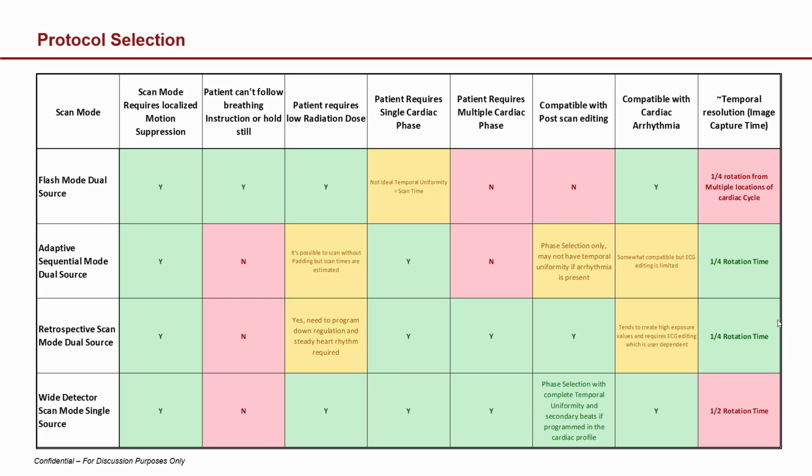We use flash mode in cardiac arrhythmia for pulmonary vein mapping pre-ablation. We use it for our PE studies. We use it for our pediatrics. It works very well regardless of heart rate. It's just a really fast image.